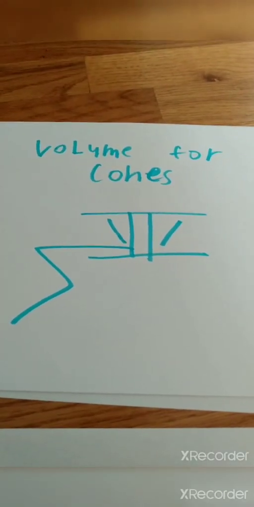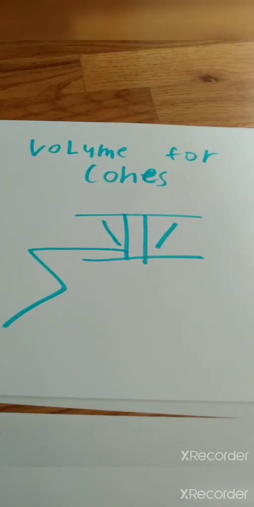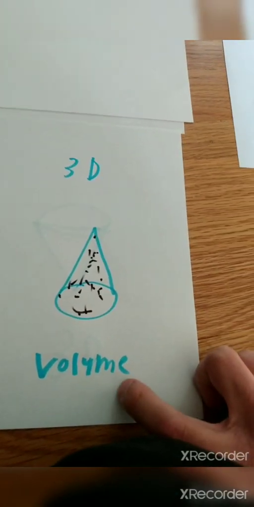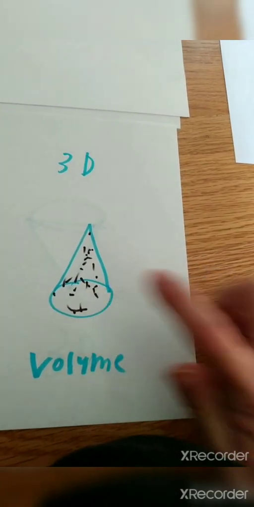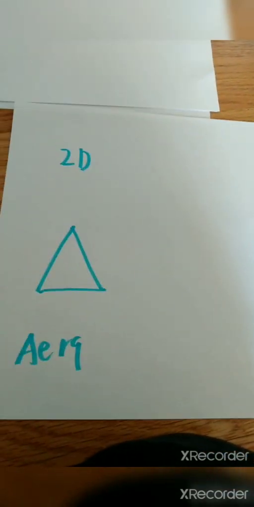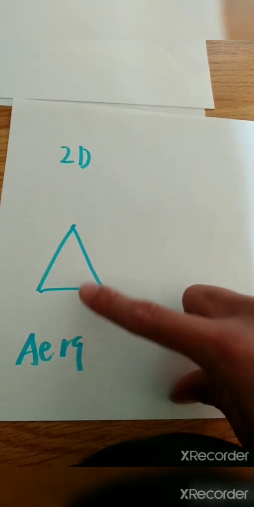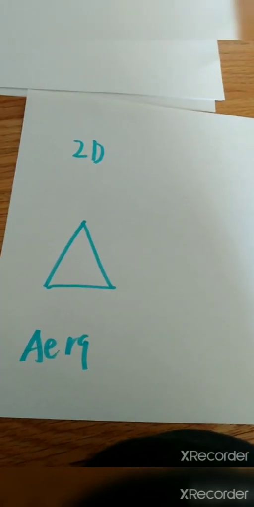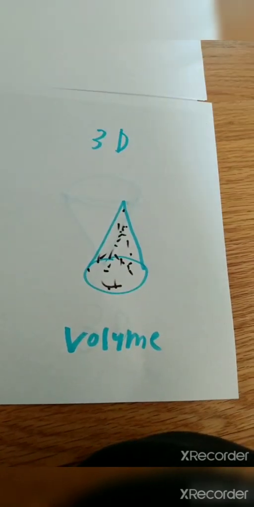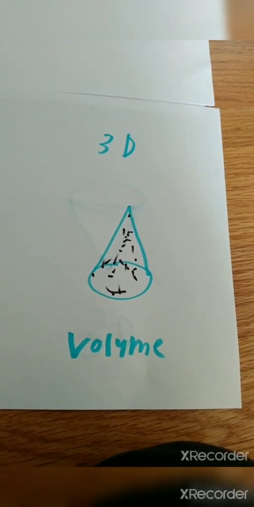So we have been taking a look at volume, and a cone is a 3D shape. So that's what we use volume for. Volume is what's inside a 3D shape. If we were taking a look at a 2D shape, then we would say the area inside the 2D shape. But we're doing volume, which is inside a 3D shape. Here's an example of volume.